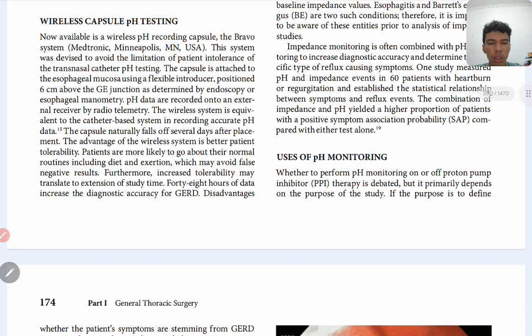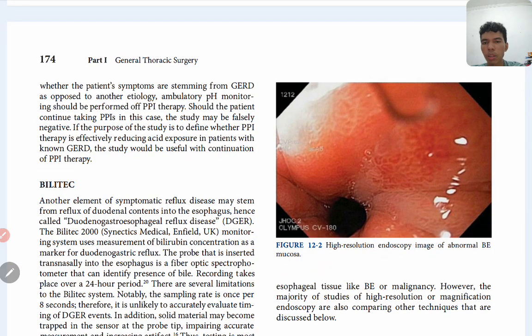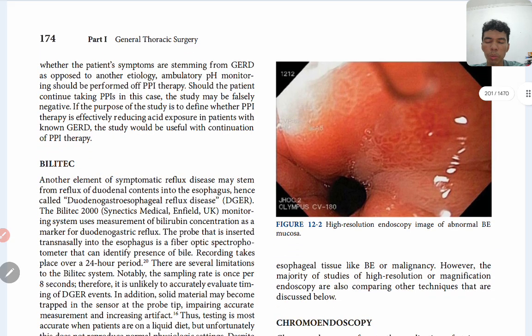Use of pH monitoring. Whether to perform pH monitoring on or off proton pump inhibitor therapy is debated, but this primarily depends on the purpose of the study. If the purpose is to define whether the patient's symptoms are stemming from GERD as opposed to another etiology, ambulatory pH monitoring should be performed off PPI therapy. Should the patient continue taking PPIs in this case, the study may be falsely negative. If the purpose of the study is to define whether PPI therapy is effective during acid exposure in patients with known GERD, the study would be useful on continuation of PPI therapy.